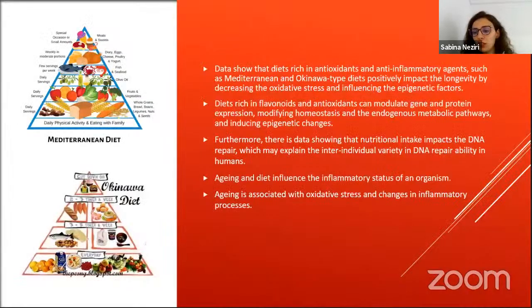For aging, it's really important, as I said, the extrinsic factors, the lifestyle. And according to data, the diet, especially the Mediterranean diet and Okinawa diet, are good antioxidant sources. And usually they studied the centenarians, people that live 100 years and more, and they saw that these people consume mostly this type of diet because they are a source of antioxidants.